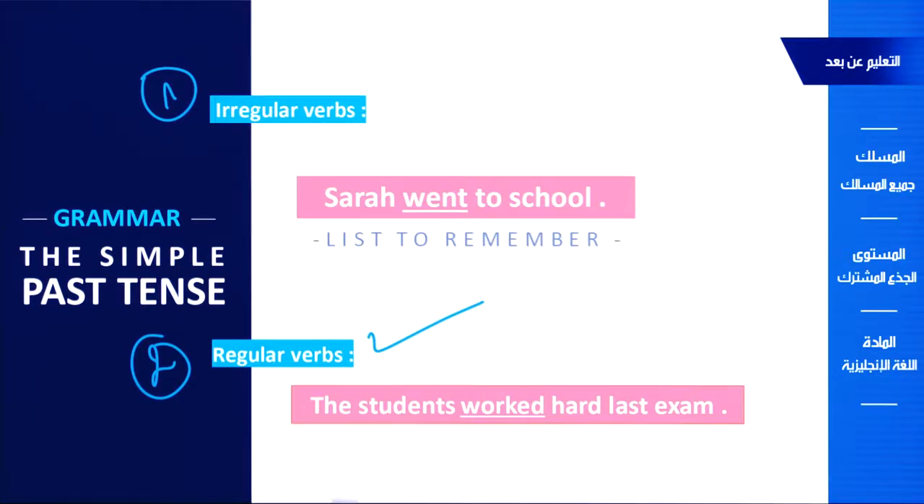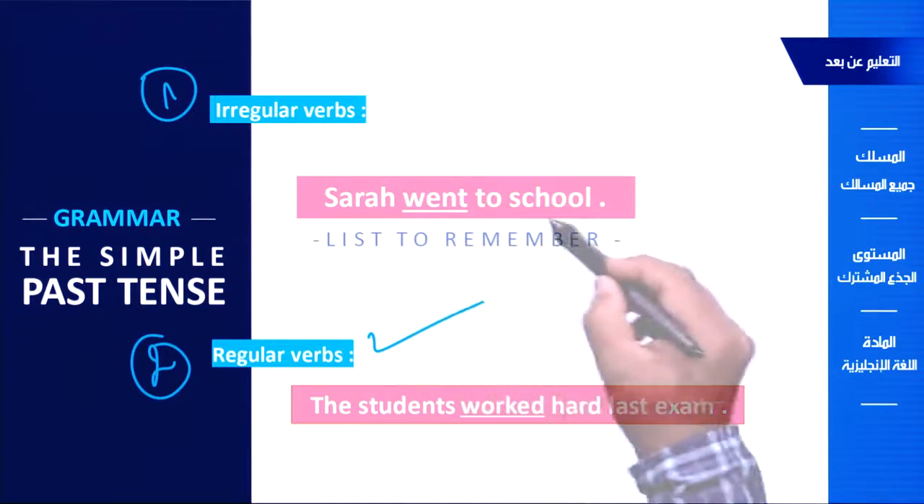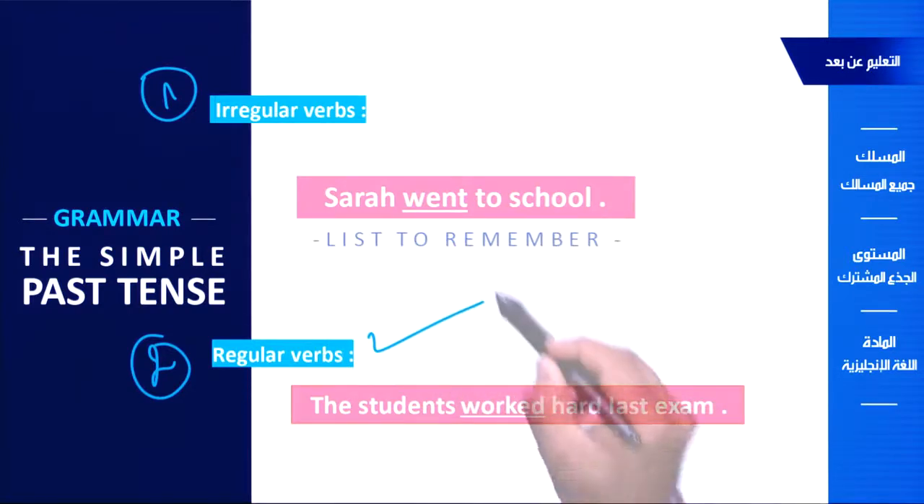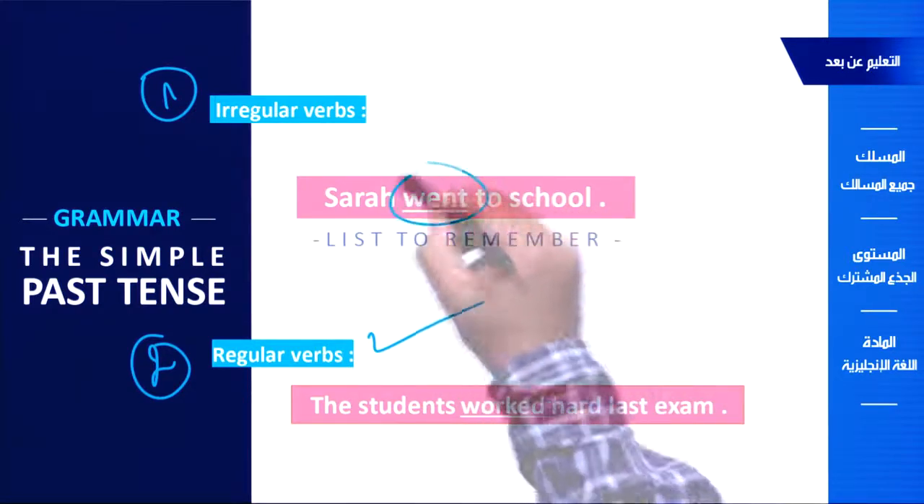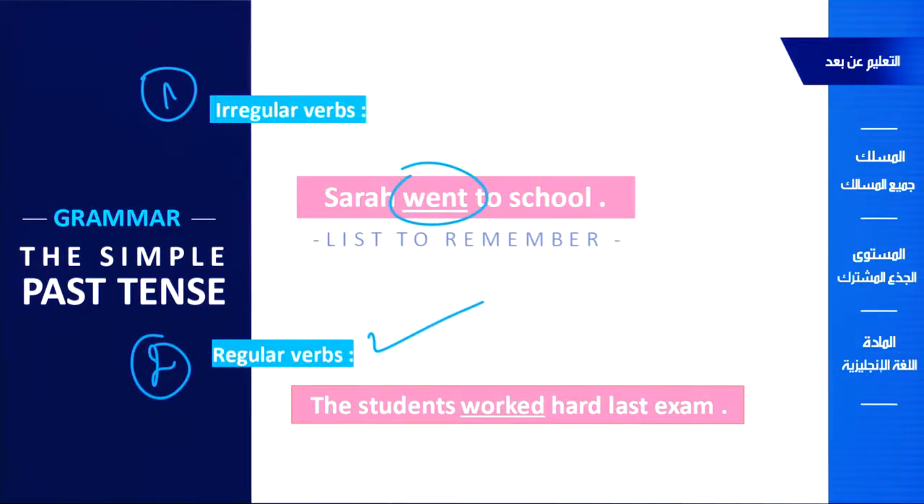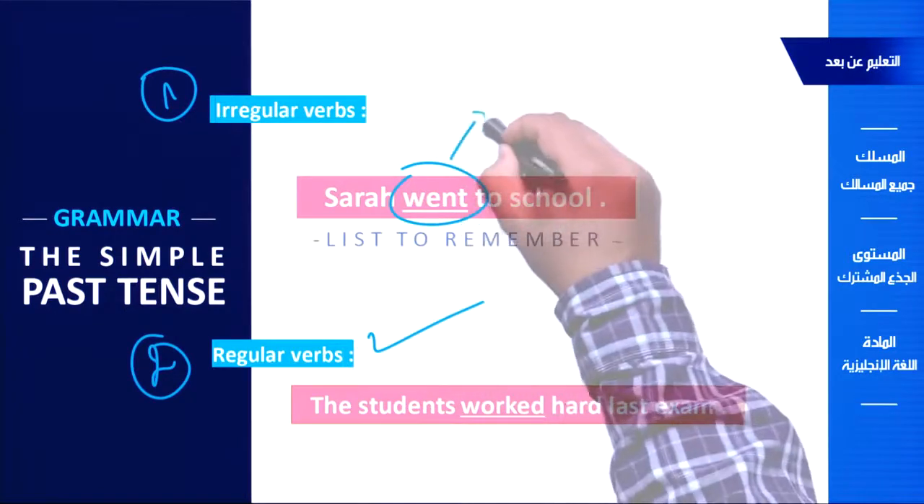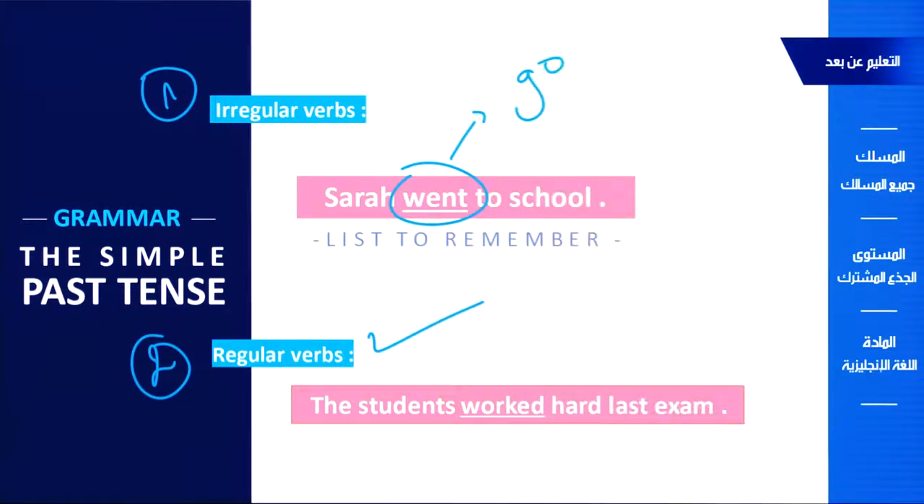So, as I said, regular verbs and irregular verbs. Let's read the sentence that has to do with irregular verbs here. We have: Sarah went to school. In this sentence, we have subject plus verb. Sarah is the subject, and we have went, the verb. Which verb is it? It is the verb to go.